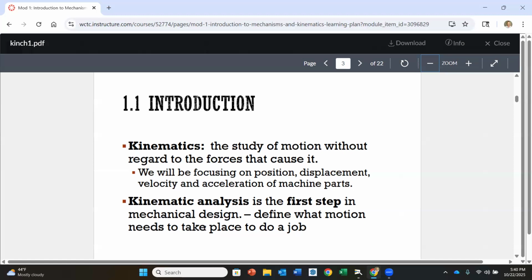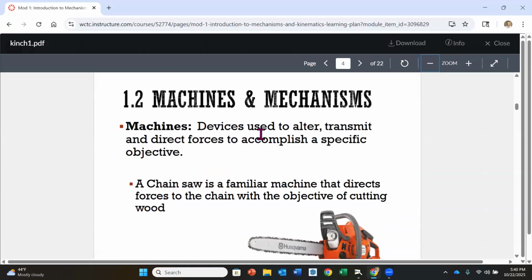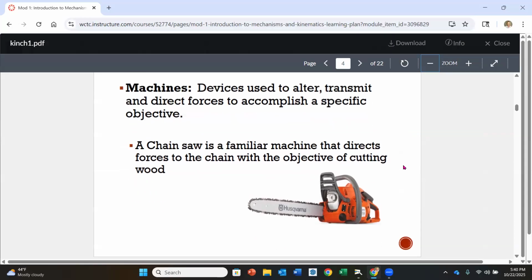All right. Then when we look at kinematic analysis, as it says here, it's the first step in the design process. Okay, so it's layout work. That's really what we're looking at. And then the elements to answer some of those questions that we see above. Now, when we look at machines and mechanisms, a machine is a device that is used to alter, transmit, and direct forces to accomplish a specific objective. So a chainsaw, for instance, is a familiar machine that directs forces to the chain for the objective of cutting wood. All right, so that's a machine.